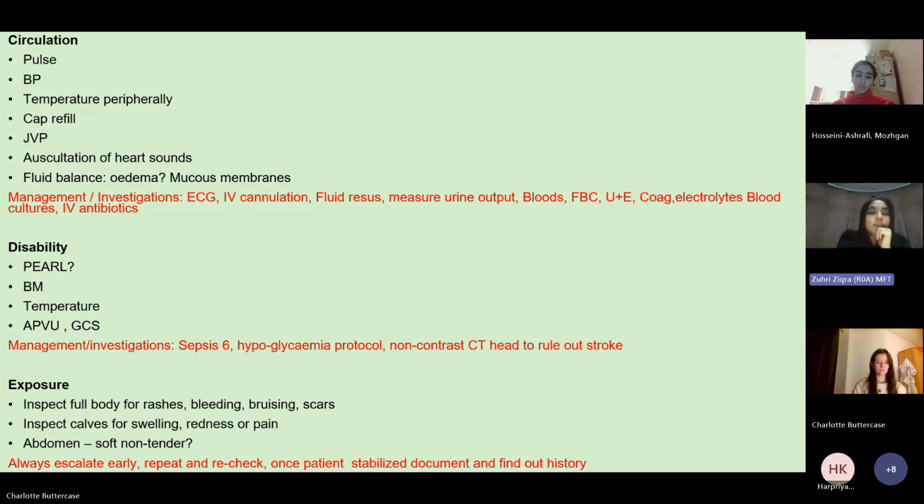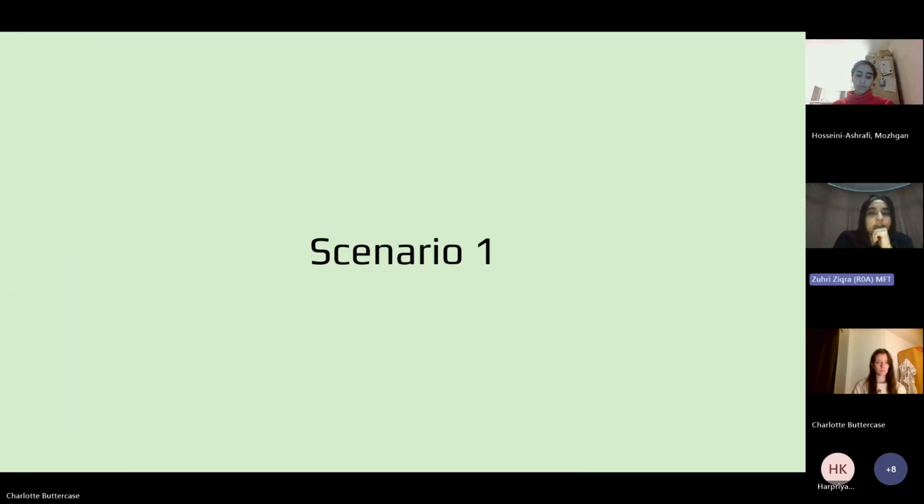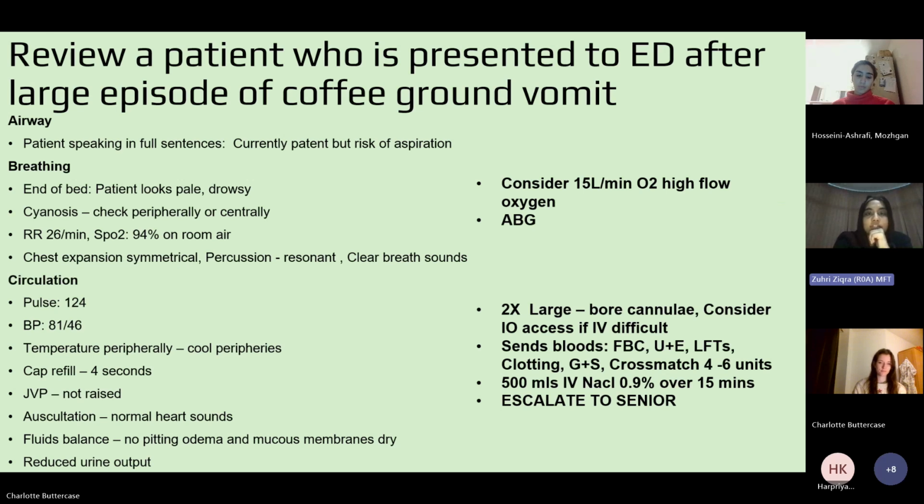So the first one is, I actually can't remember. So scenario 1: review a patient who presented to ED after a large episode of coffee ground vomit. So airway wise, you're checking if it's patent, aren't you? It's patent, they're speaking in full sentences, but they've obviously vomited, so you could mention there's a risk of aspiration.